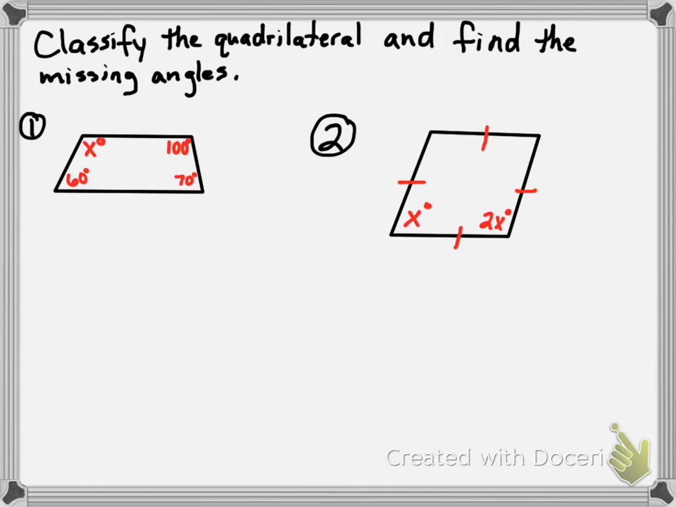Alright, so over here, you're given three of the angles, 60 degrees, 70 degrees, and 100 degrees, and you're just missing one, x degrees. So you need to classify this quadrilateral and find the missing angle. Over here, you're given that all four sides are congruent, and then you're also given that this angle is x and this angle is 2x.